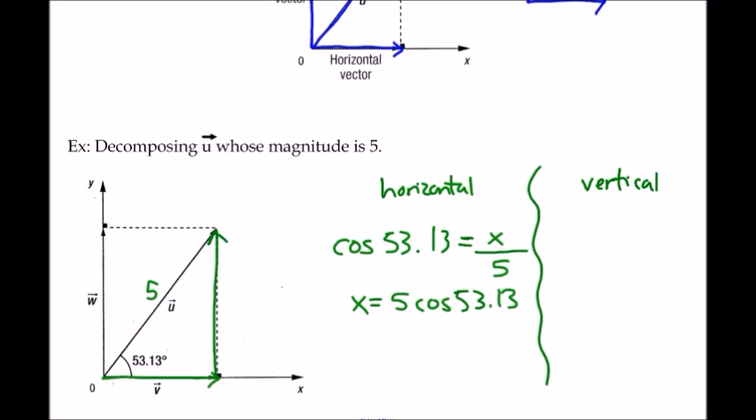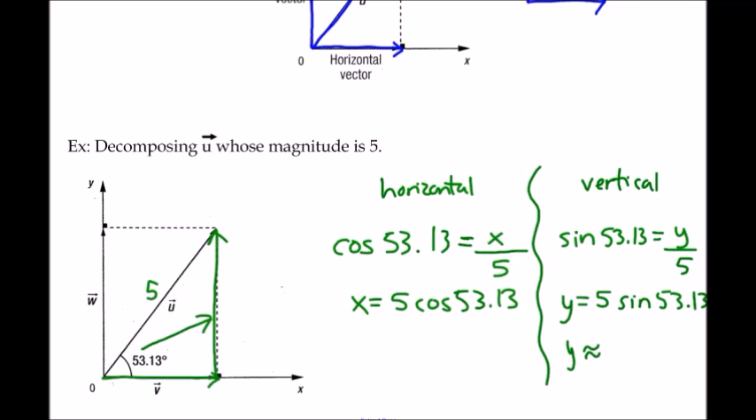So for vertical, you would do exactly the same thing, except for the vertical. If you look on the picture, it's the opposite side to the angle. So we're going to use sine of 53.13. That equals opposite over hypotenuse. So this is your vertical component. It's always better to keep all your decimals. If you want, you can find the approximate value, but please do not use that one for further calculation because your final calculation will not be correct.